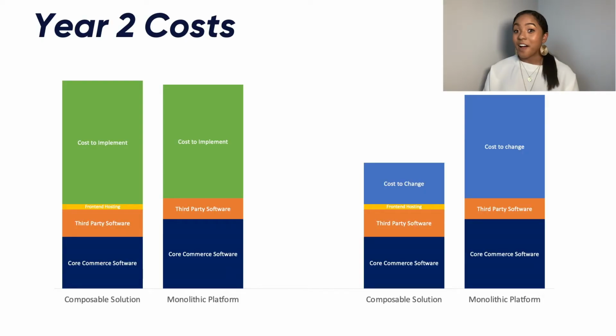Or let's even take COVID, for example. We've seen how businesses have needed to adapt and have not been able to do so quickly. Adding a new user experience like curbside pickup or a D2C digital channel to a monolithic platform could take weeks, even months. On the other hand, composable solutions like Elastic Path maintain your entire system for you and handle all of your upgrades and your updates.